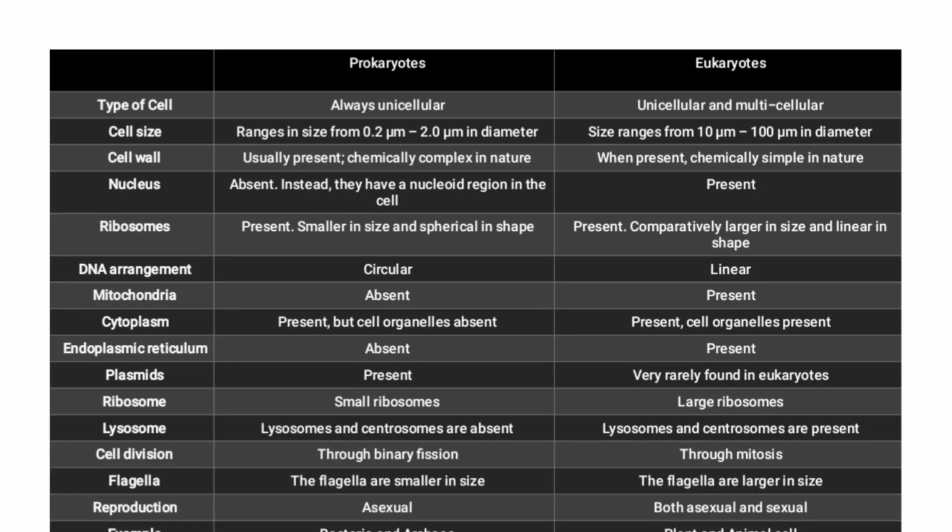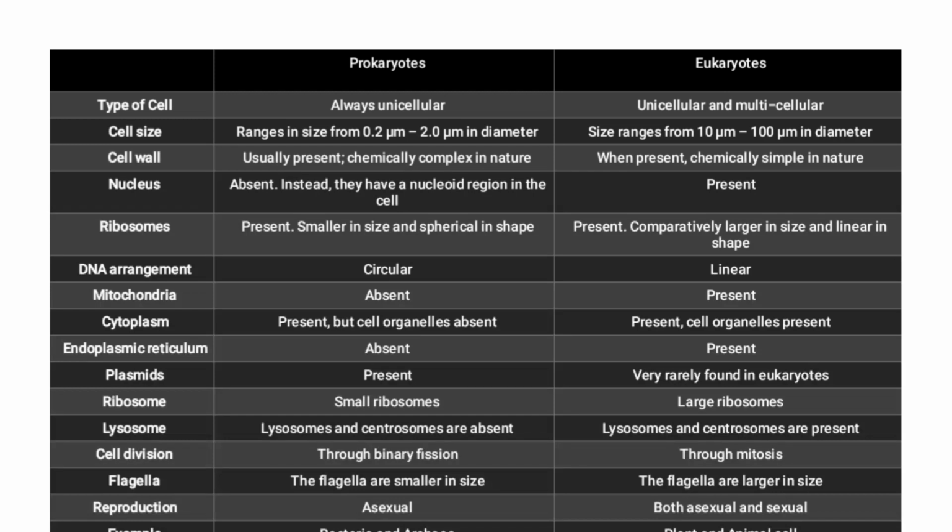So, prokaryotic and eukaryotic cell, types of cell. Cell size in the prokaryotic cell ranges from 0.2 micrometer to 2 micrometer in diameter, whereas in the eukaryotic cell, the size ranges from 10 micrometer to 100 micrometer in diameter. Cell wall: in prokaryotes it is usually present and chemically complex in nature, while in eukaryotes it is present and chemically simple in nature.